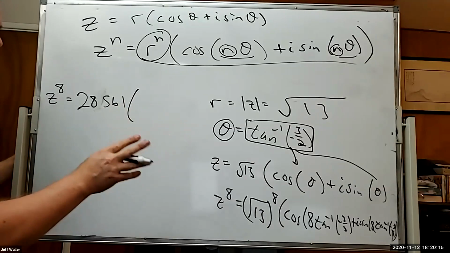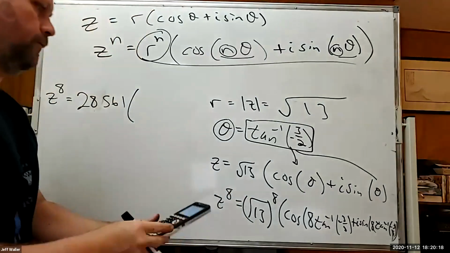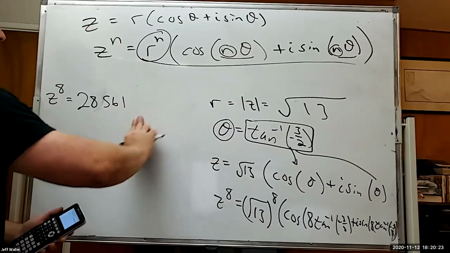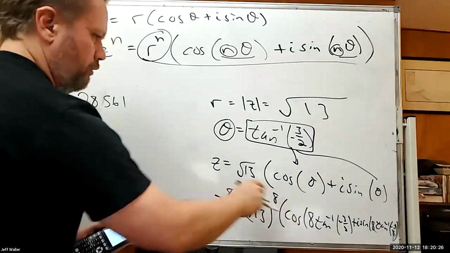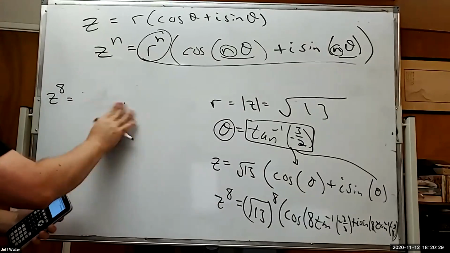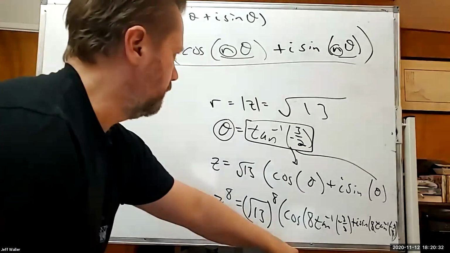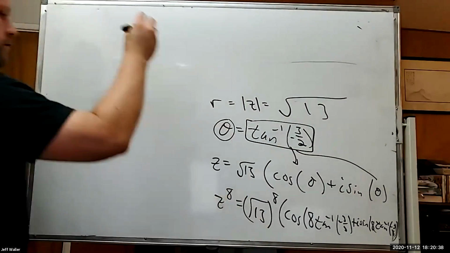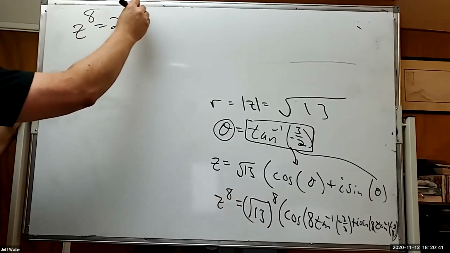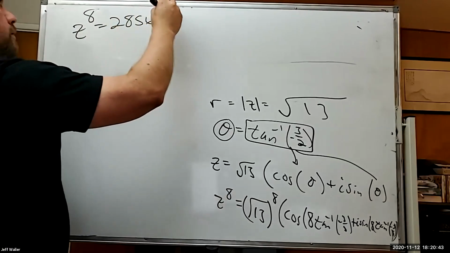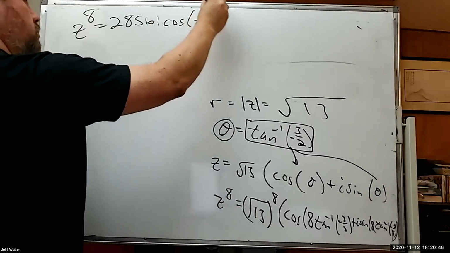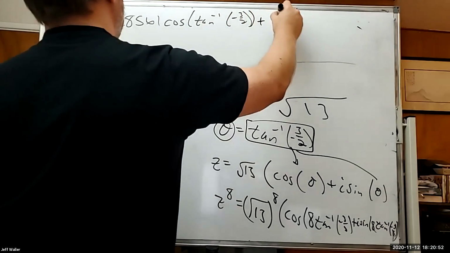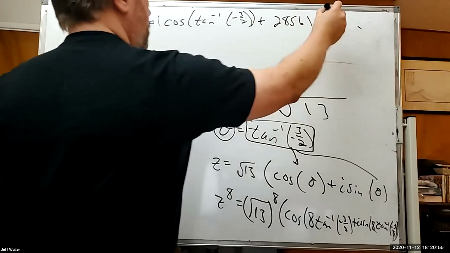I need room. That's my problem. So what's the cosine of that? Let's do this. Stay with me. I'm going to distribute this through so we can put it all in the calculator at once. I'm going to put it up here. So z to the 8th equals 28561 times cosine of 8 times inverse tangent of -3/2 plus 28561 I.